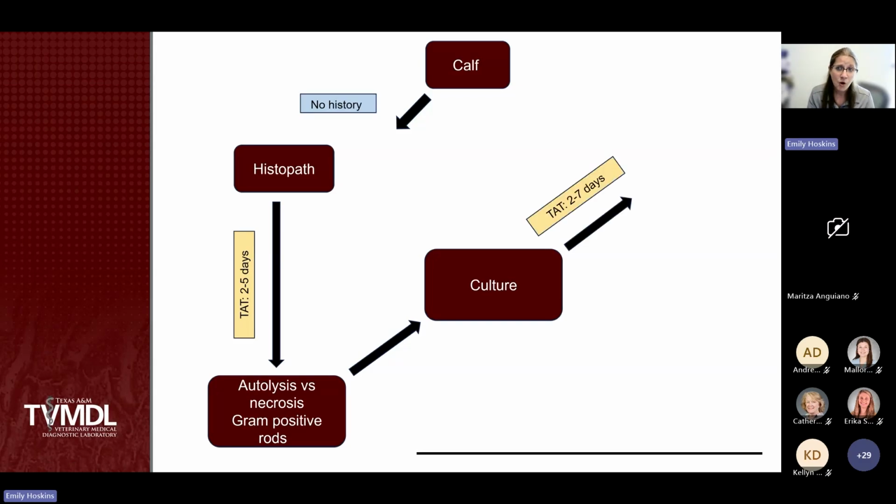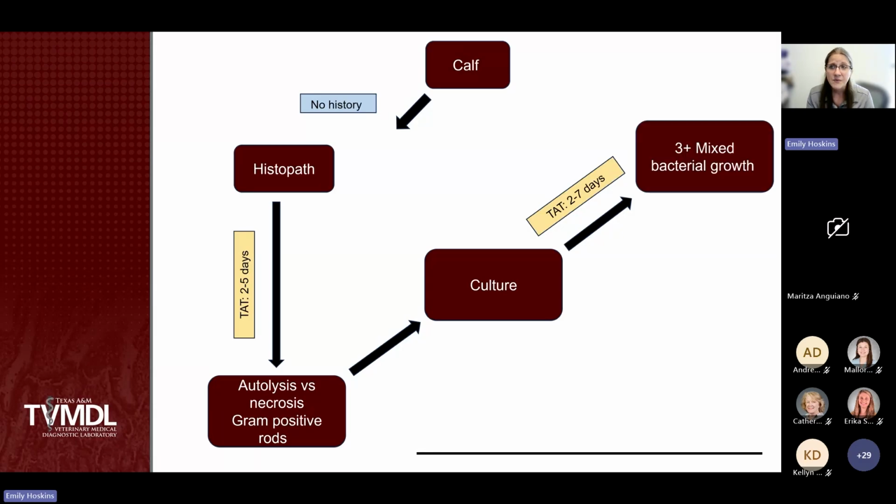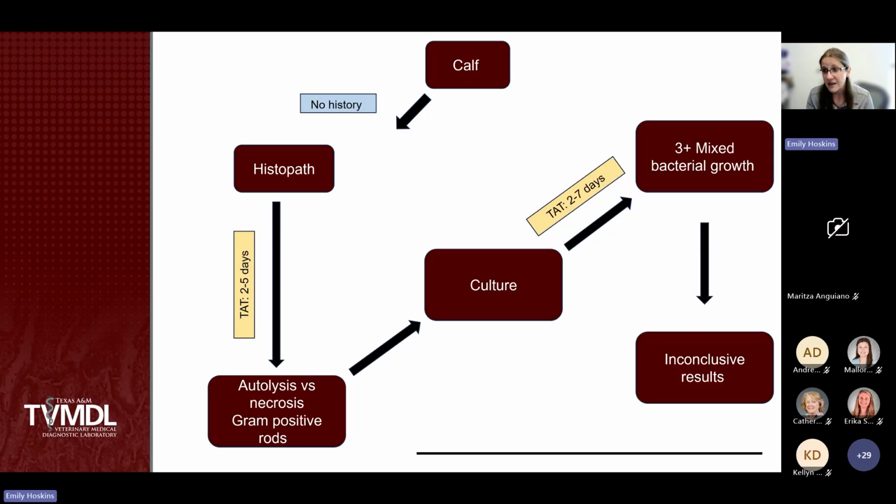So the turnaround time for culture is 2 to 7 days. So take a look at how many days could potentially be going by as we're doing this testing. And what's going to happen is we have 3+ mixed bacterial growth. And a big part of that is because of how much time has passed and the postmortem bacterial overgrowth that could have occurred. And unfortunately, that's going to lead to inconclusive results because there's no way for us to say, is this just bacterial postmortem overgrowth, or could there potentially be a bacterial enteritis? And so we're not going to get a good answer on this case.